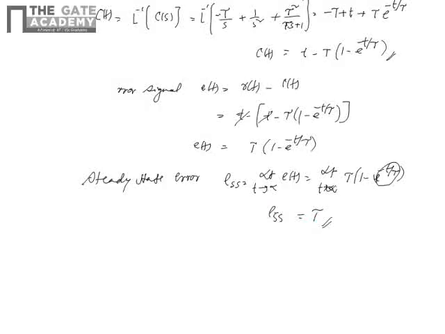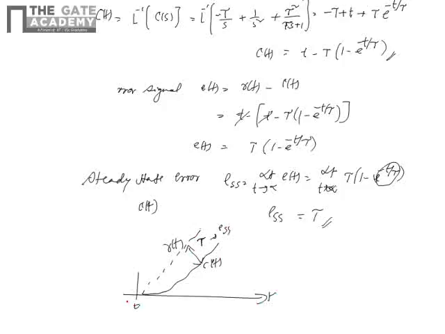Now if you draw the waveform, this is the response c(t), and this is r(t), and this is c(t). The difference is tau. This is the steady state error for the unit ramp signal. Okay. So we have discussed the first order system. Then we'll go for second order system.